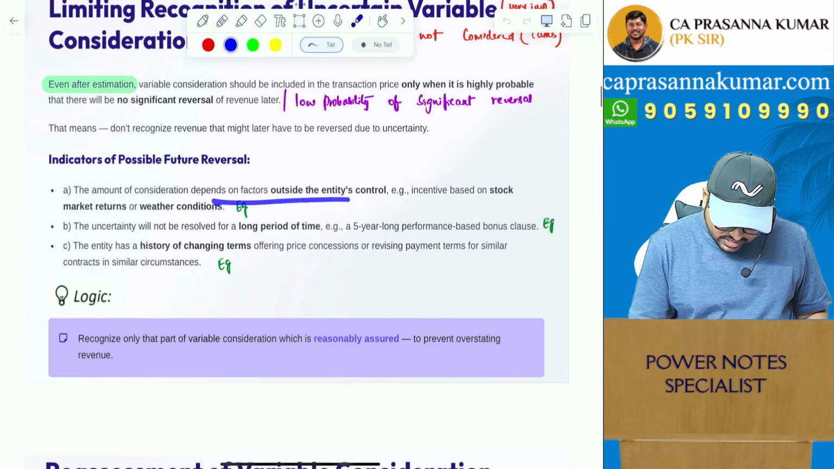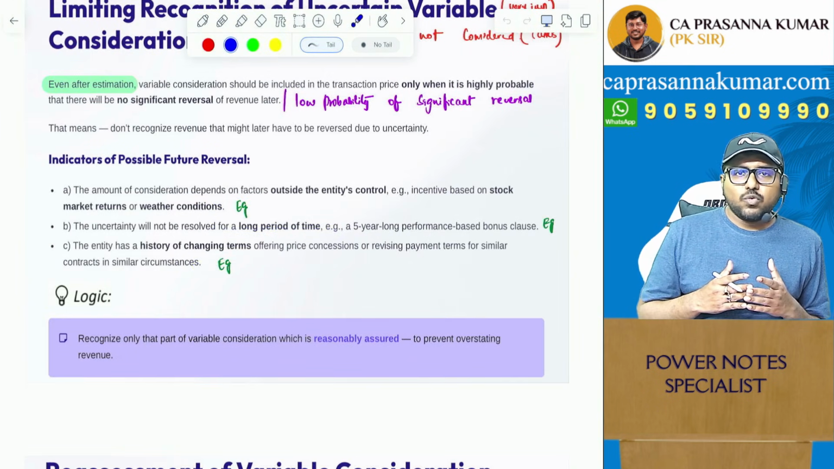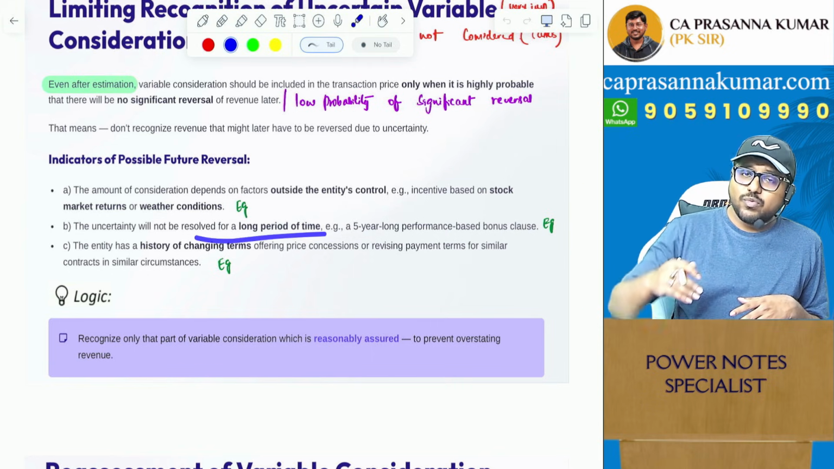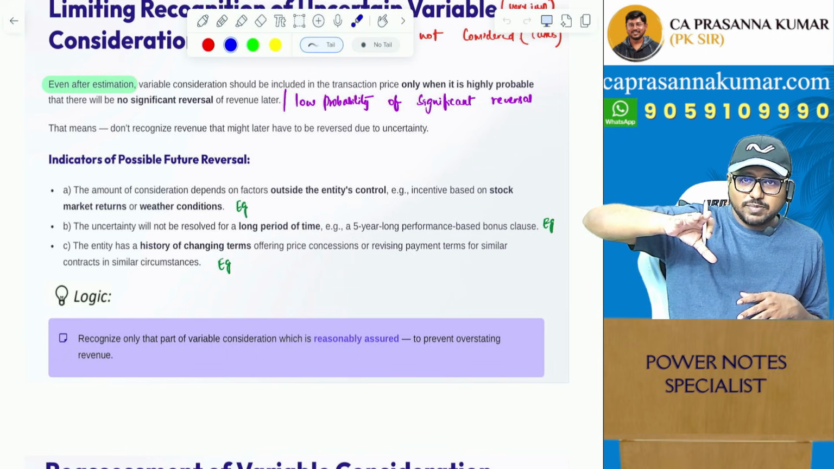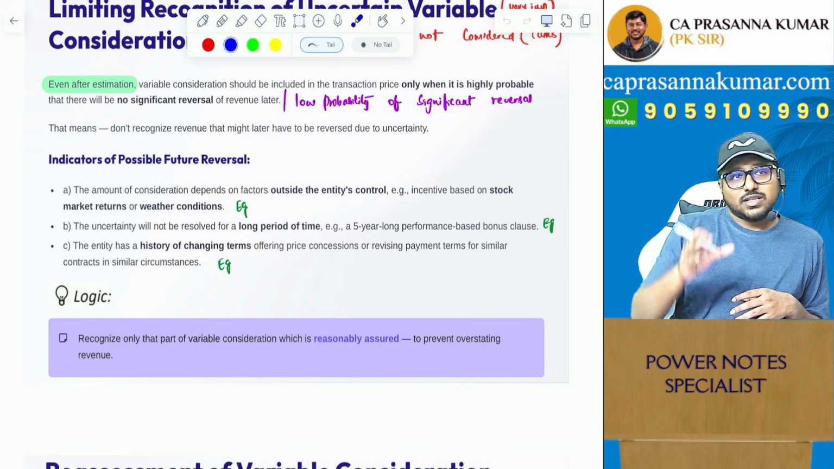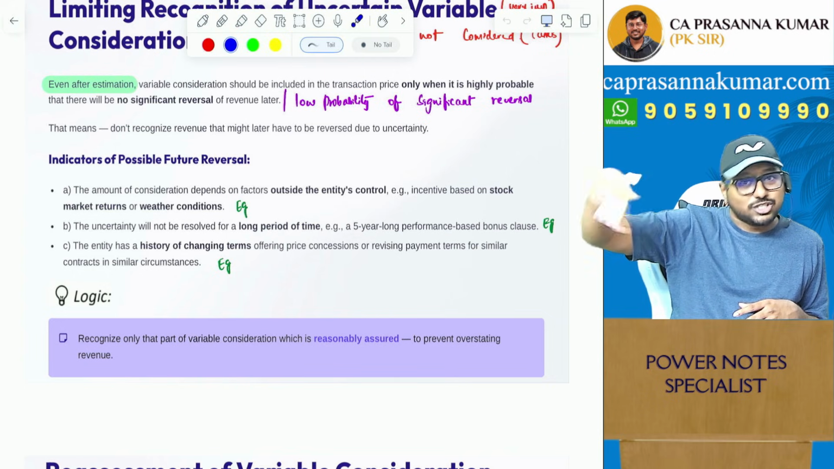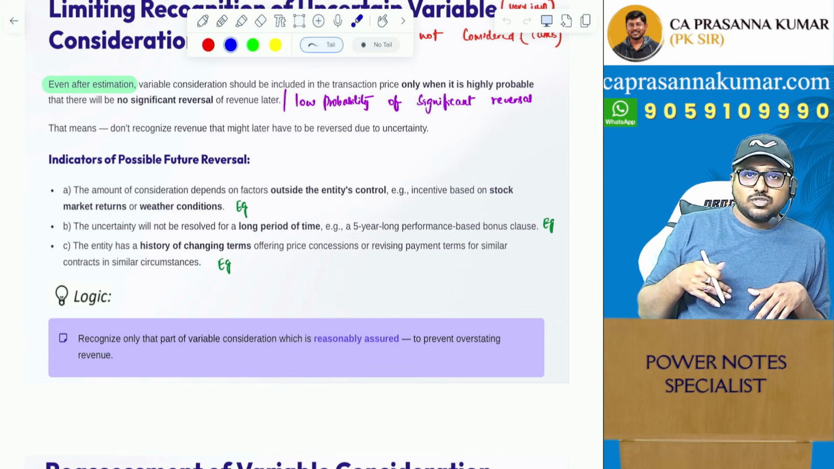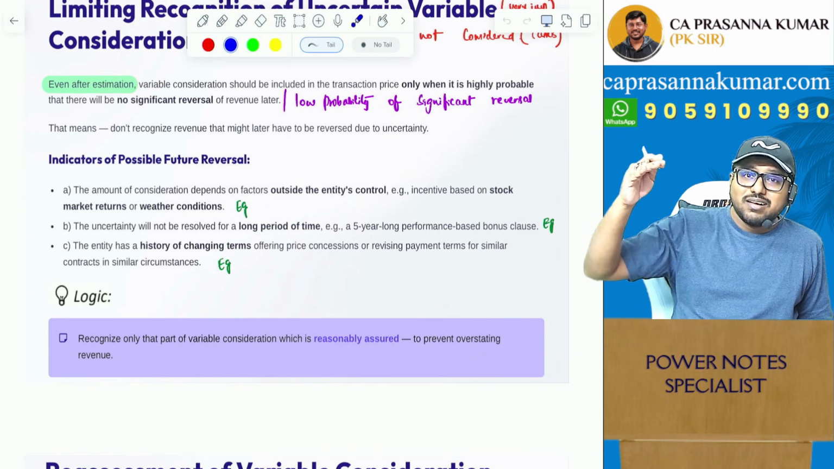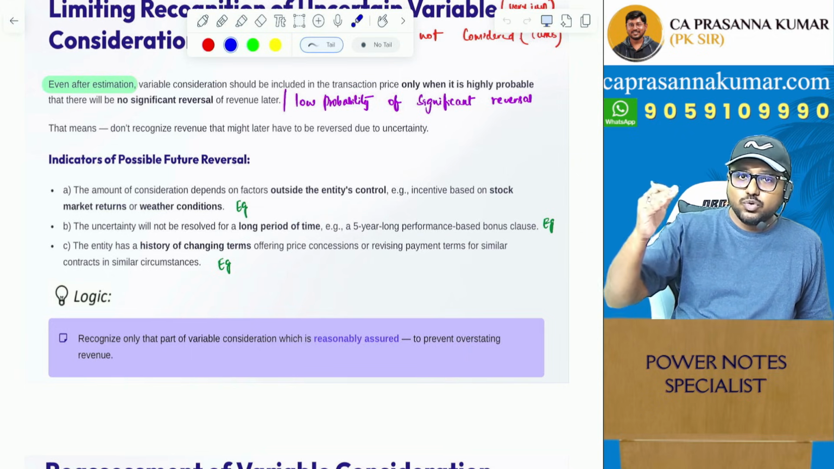For each and every scenario, I gave you an example. So when you are solving a question, if there is a scenario where it is outside the control of the entity, or there is a scenario where things will happen after the bonus is being given but it is linked to 4 years, 5 years, or there is a scenario where there's a history of the company always offering discounts or concessions in future, not now, so today they haven't taken any decision, you understand the point? In these kinds of situations, you will be restricting the recognition of variable consideration in the transaction price. You will reduce it.